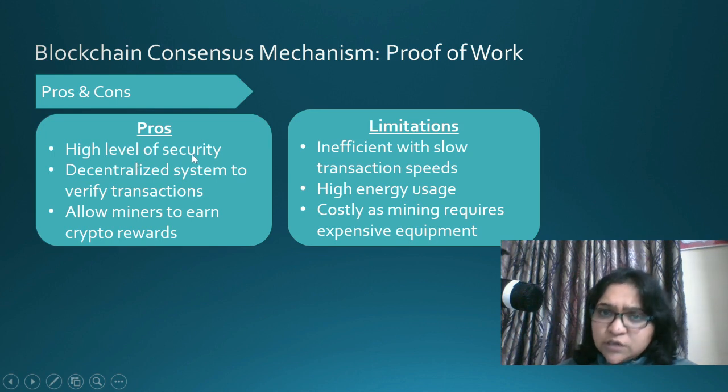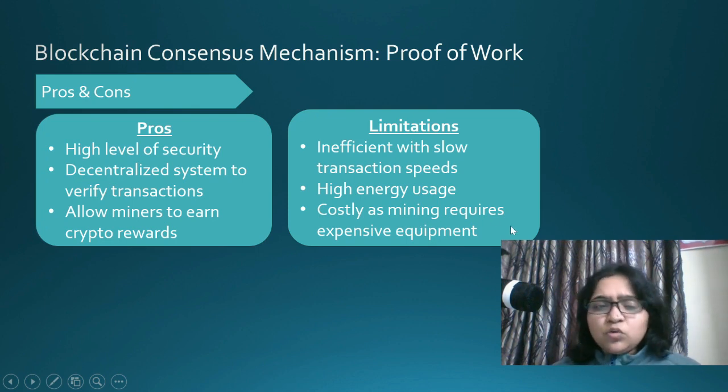There is a high level of security with proof of work. It's a decentralized system to verify transactions, and it allows miners to earn cryptographic rewards. But it is inefficient and slow in transaction speed. It consumes a lot of energy, and it's costly as mining requires expensive equipment, which I have mentioned before. So this is how we summarize proof of work.